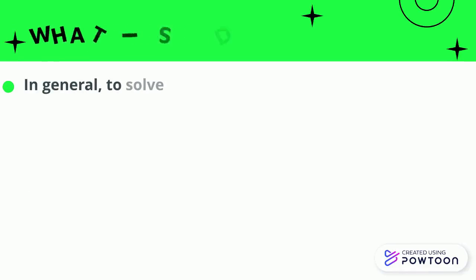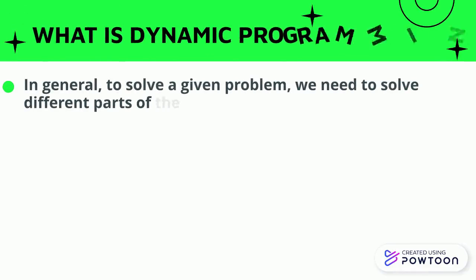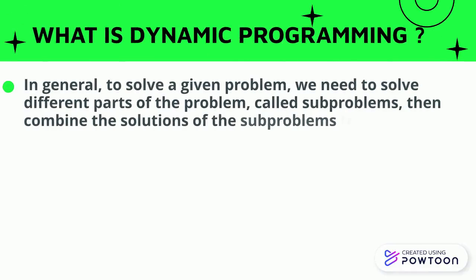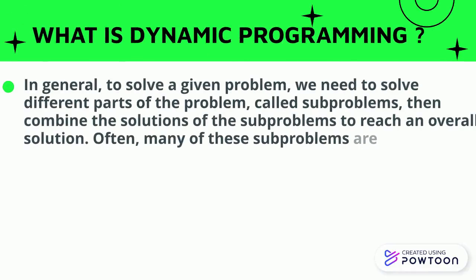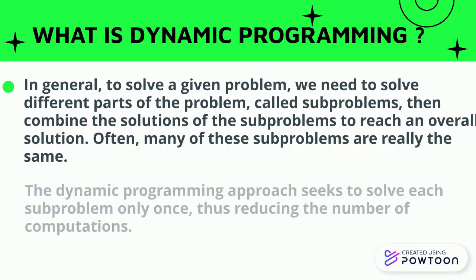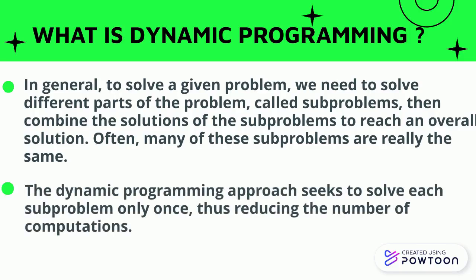And in general, to solve a given problem, we need to solve different parts of the problem called subproblems, then combine the solutions of the subproblems to reach an overall solution. Often many of these subproblems are really the same. The dynamic programming approach seeks to solve each subproblem only once, thus reducing the number of computations.